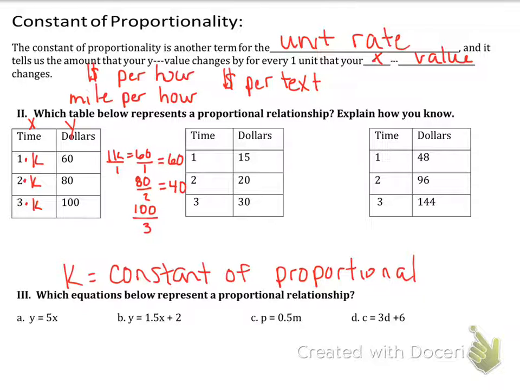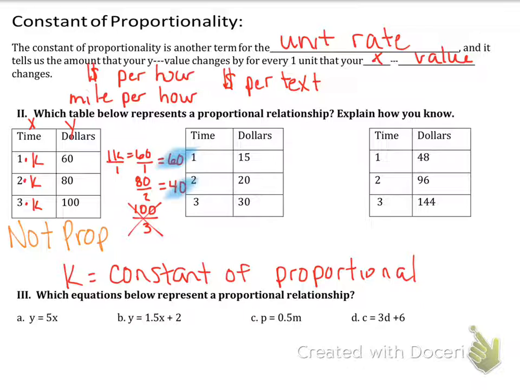Is this relationship constant? I don't even need to go down this one. Are these the same thing? Because if it was the same thing, that would mean that 1 times 60 is 60. That would mean 2 times it would have to be times 60. Well, 2 times 60 is 120. So I can already tell that this relationship is not proportional.